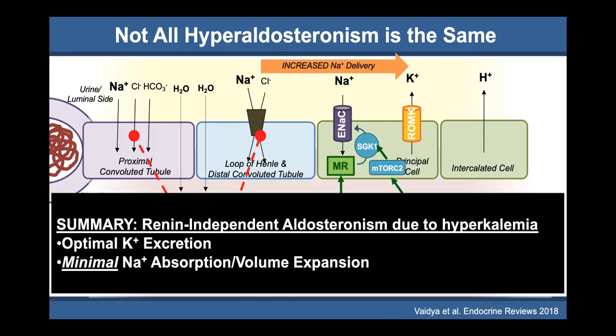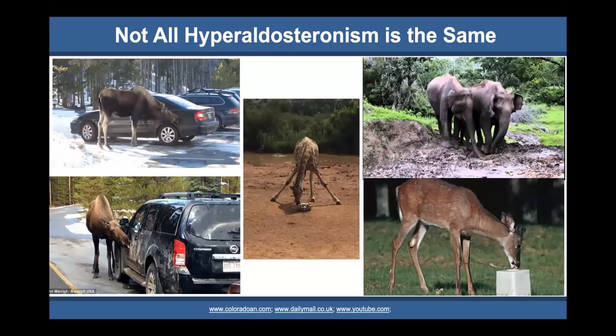Now both of these physiologic forms of aldosteronism occur all the time in nature. Virtually every terrestrial or land mammal is in a state of chronic volume and sodium depletion and is consuming a diet high in potassium. So these animals are not only seeking water, food, and shelter, they're also craving salt. And you can see here some moose in North America licking salt off of cars in the winter. Here you can see other animals either licking man-made salt licks or other mineral salt licks.